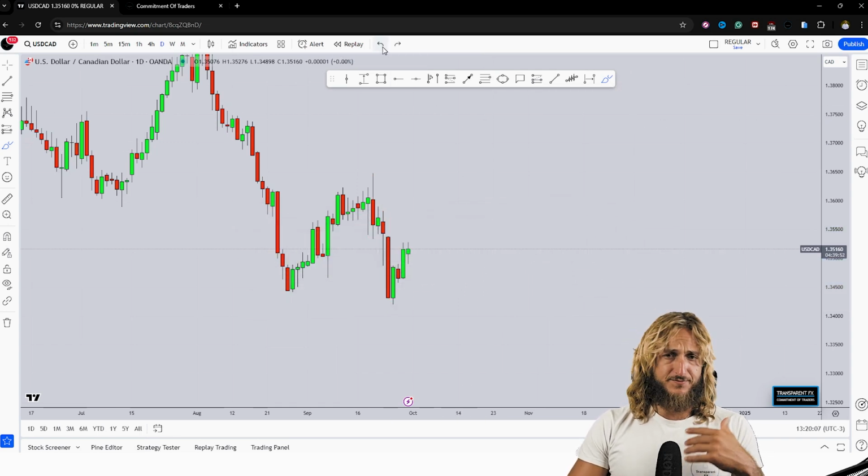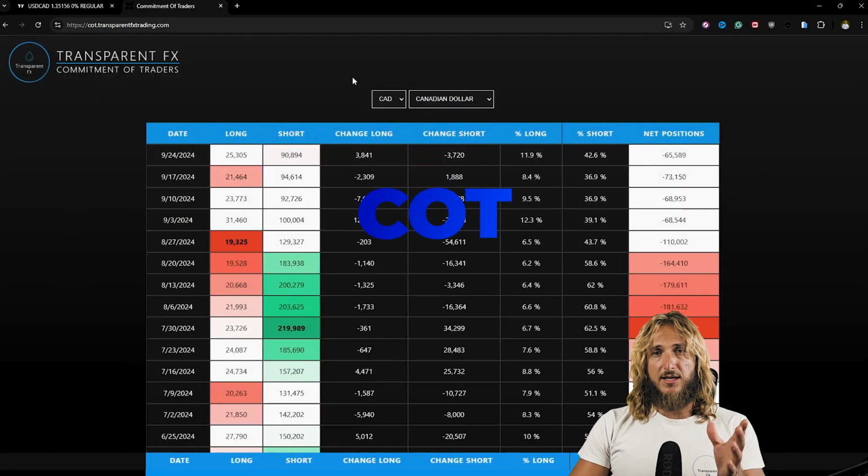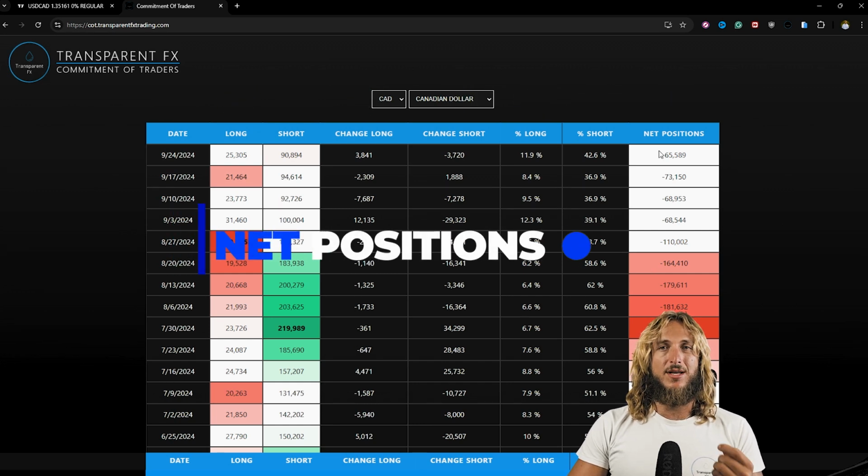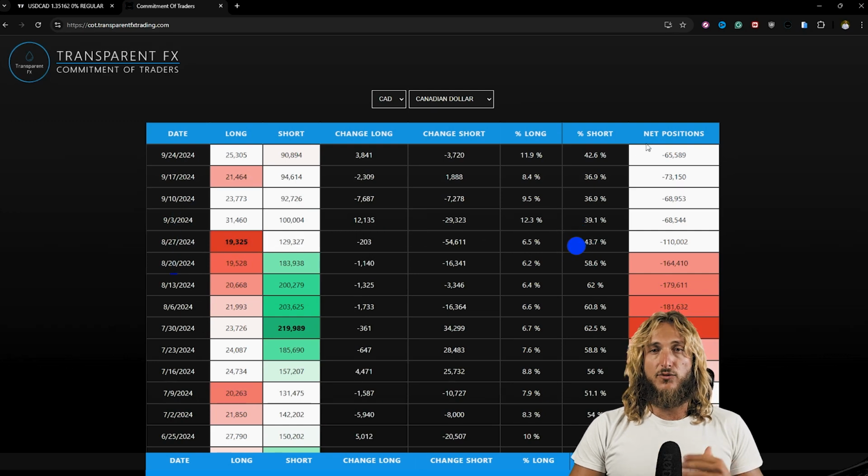Now, at the moment, what we have, as I was saying, when we look at the commitment of traders, so what the non-commercials in the market are doing precisely on the CAD, is that with the last reports, net positions have been increased, which means that institutions are moving back to the bullish side for the CAD.